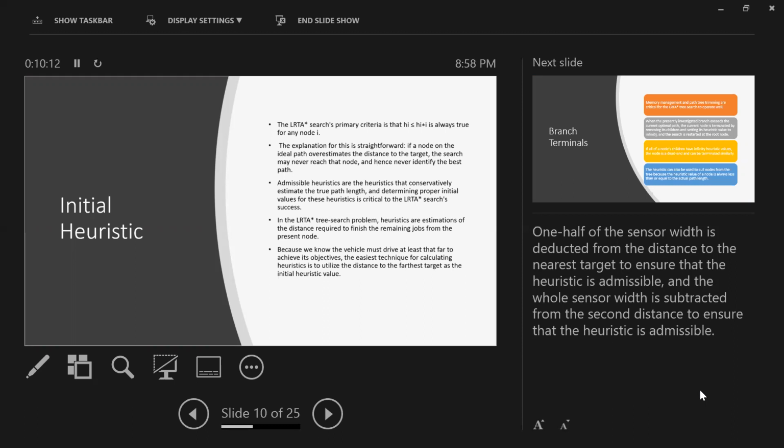Admissible heuristics are heuristics that do not overestimate the true path length, and we must determine the proper initial value for these heuristics. In this LRTA star search tree search problem, heuristics are estimates of the distance required to finish the remaining jobs from the present node. Because we know the vehicle must drive at least as far as the farthest target to achieve the objectives, the easiest technique for calculating the heuristic is to utilize the distance to the farthest target as the initial heuristic value.